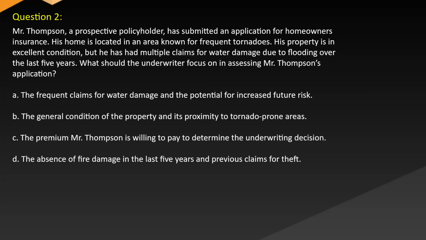Question 2. Mr. Thompson, a prospective policyholder, has submitted an application for homeowners insurance. His home is located in an area known for frequent tornadoes. His property is in excellent condition, but he has had multiple claims for water damage due to flooding over the last 5 years. What should the underwriter focus on in assessing Mr. Thompson's application? A. The frequent claims for water damage and the potential for increased future risk. B. The general condition of the property and its proximity to tornado-prone areas. C. The premium Mr. Thompson is willing to pay to determine the underwriting decision. D. The absence of fire damage in the last 5 years and previous claims for theft.